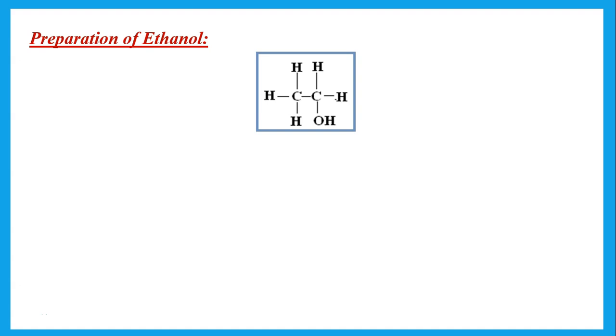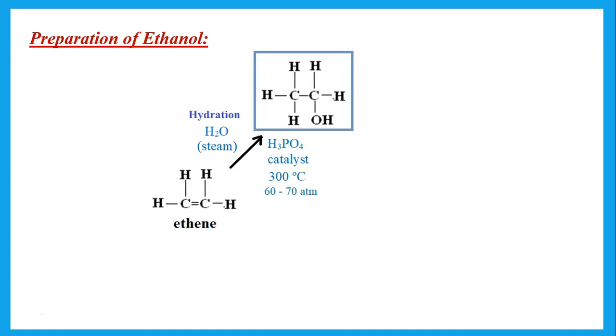Then we need to know how to prepare ethanol. Preparation of ethanol is very important, and we can prepare it by one of 2 methods. The first method is by adding steam to ethene. This process is called hydration. Conditions: phosphoric acid catalyst, 300 degrees Celsius, 60 to 70 atm. Please learn all of these.